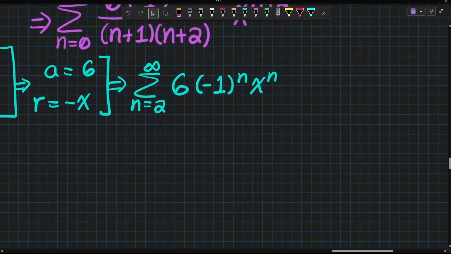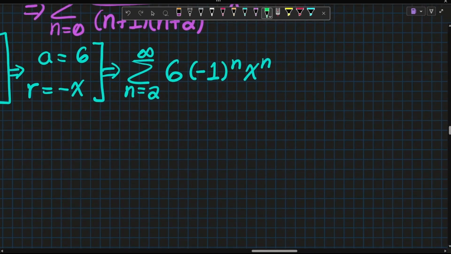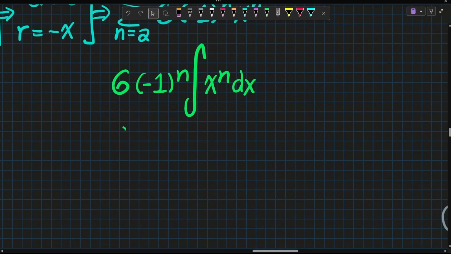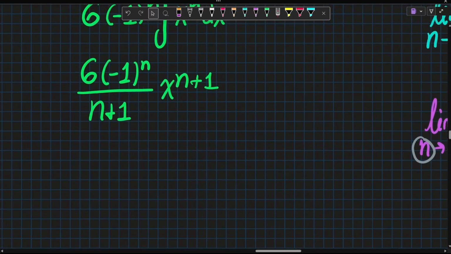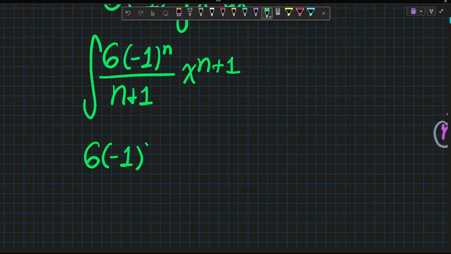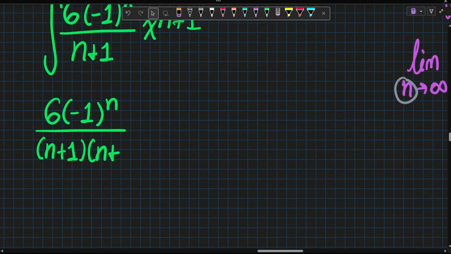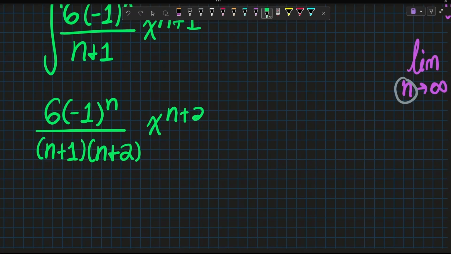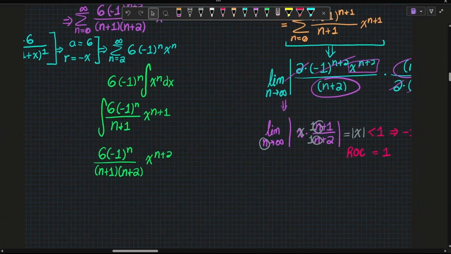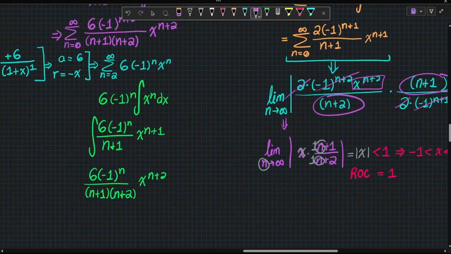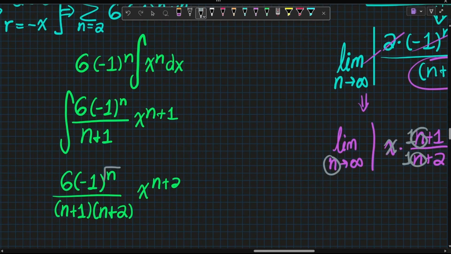Now, all we have to do is integrate this twice. You'll have 6 x to the n dx. You'll have x to the n. Alright, now let me integrate this once more. That over n plus 1, n plus 2, x to the n plus 1. Alright, cool. Now, the issue comes in our variance here.